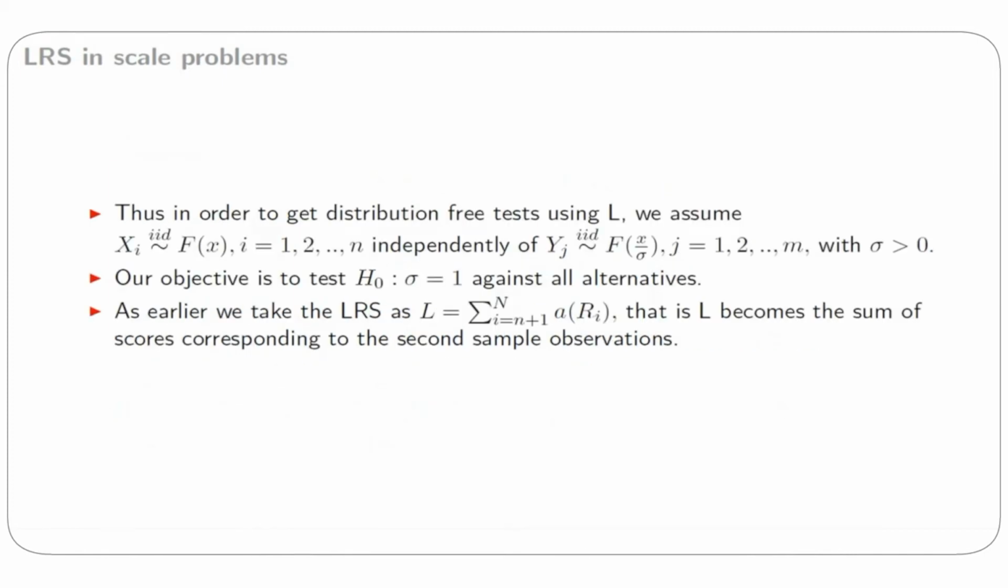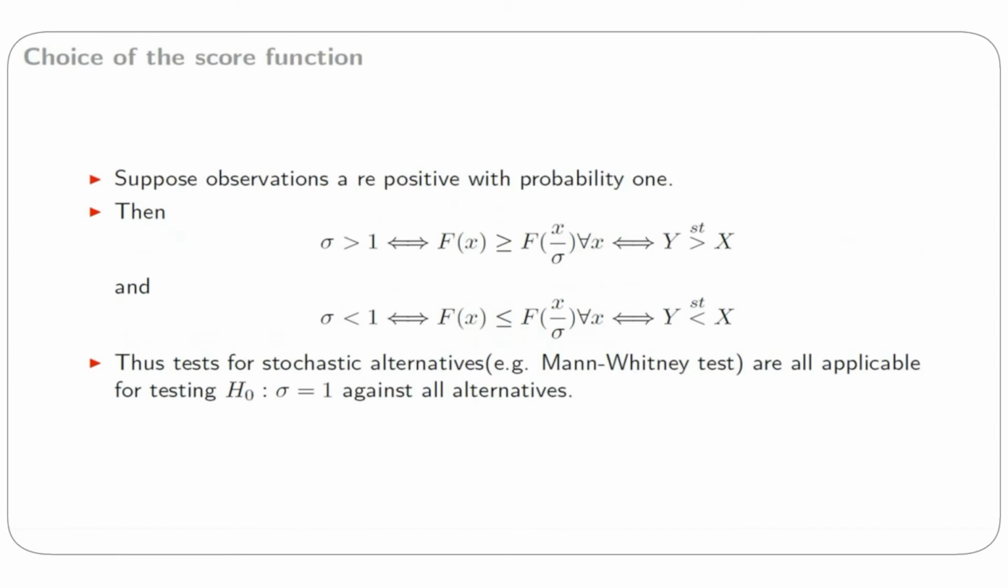So, in order to get distribution free tests using L, we assume that the two distributions differ only in scale. That is, we assume X_i are n IID observations from F(x) and Y_j are m IID observations from F(x/sigma), where sigma is a scale parameter and is positive. Then our objective is to test sigma equal to 1 against all alternatives. As earlier, we take the linear rank statistic as the summation from n+1 to capital N of a(R_i). That is, L becomes the sum of scores corresponding to the second sample observations.